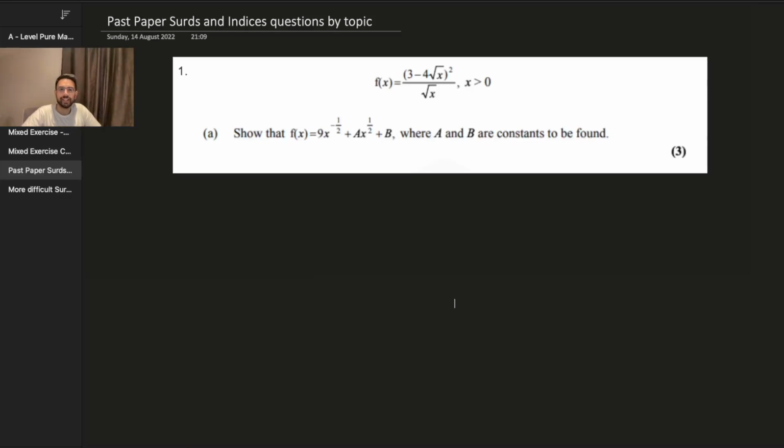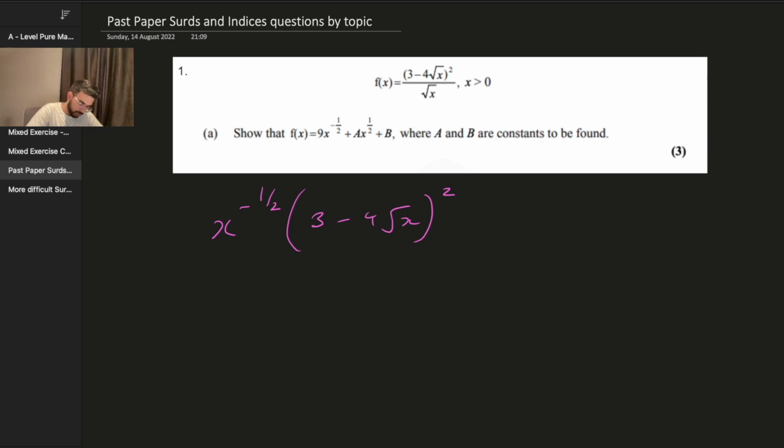Okay, so let's get into some more past paper practice. So with this first question, it's my favorite type of question. We've got to arrange it into this particular form. Write x to the minus a half multiplied by (3 minus 4 root x) whole squared. Now, first, I'm going to expand this whole squared term.